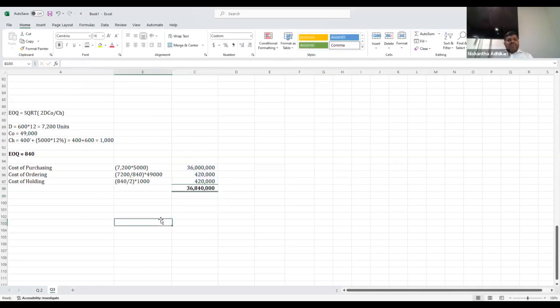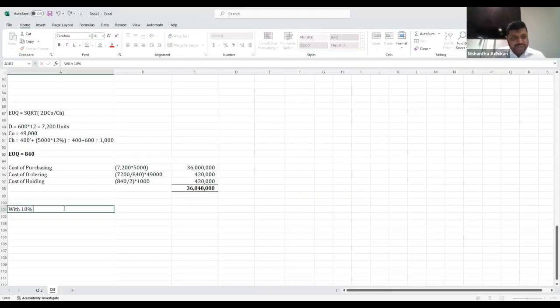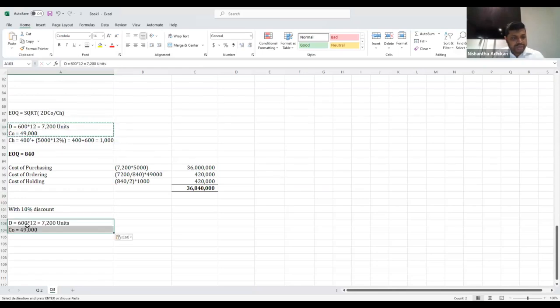Now, if you receive a discount, you will get a discount of how much? We'll go to the original illustration. You will get a discount of 10%. If you receive a discount of 10%, then you have to calculate what is your holding cost, because it will change. With 10% discount, demand, there's no change. D equals same as demand, cost of ordering, both will be the same. But cost of holding will change.